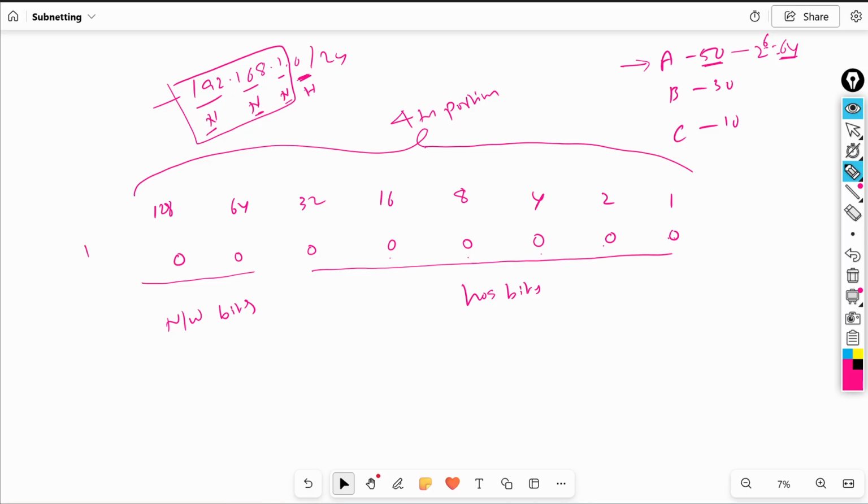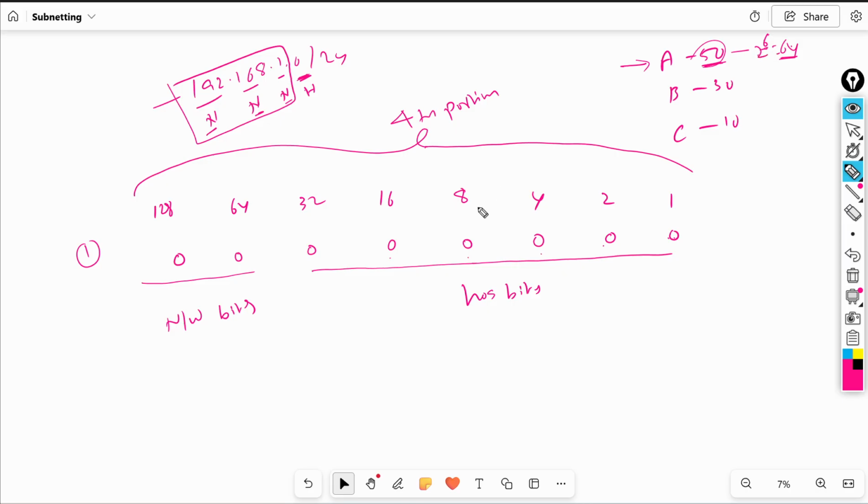This is step 1. First we need to find out the highest requirement. Based on the highest requirement, we need to take IPs. Here the highest requirement is 50. 50 means we need to take 64 IPs. 64 means 2 power of 6. So this 6 is very, very important.